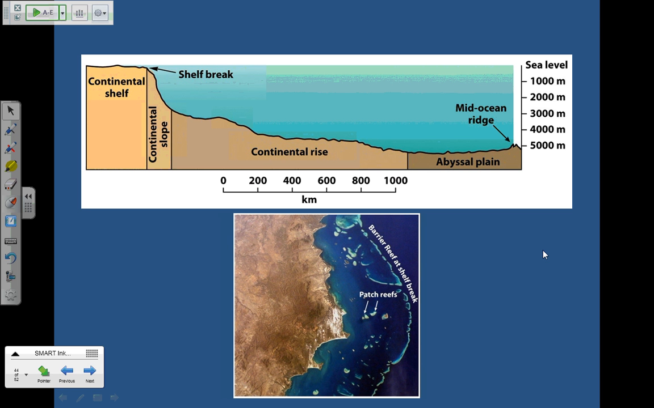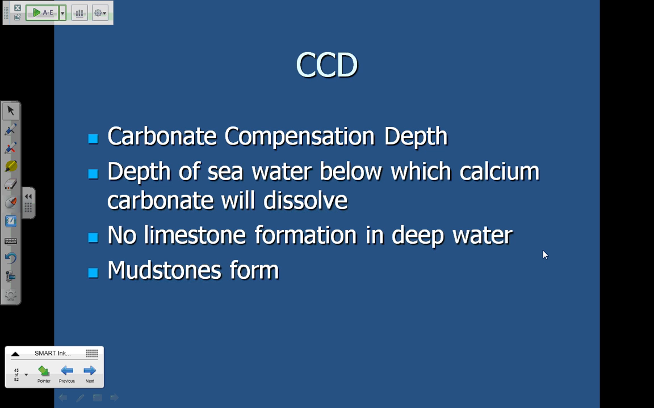Let's say you have some shellfish swimming around up here, and he suddenly croaks and dies and sinks to the bottom. What happens to his shell? Does it land on the bottom? No. It's very still water. It's just going to sink down, right? It's kind of a trick question. Because there's something called the CCD, carbonate compensation depth.